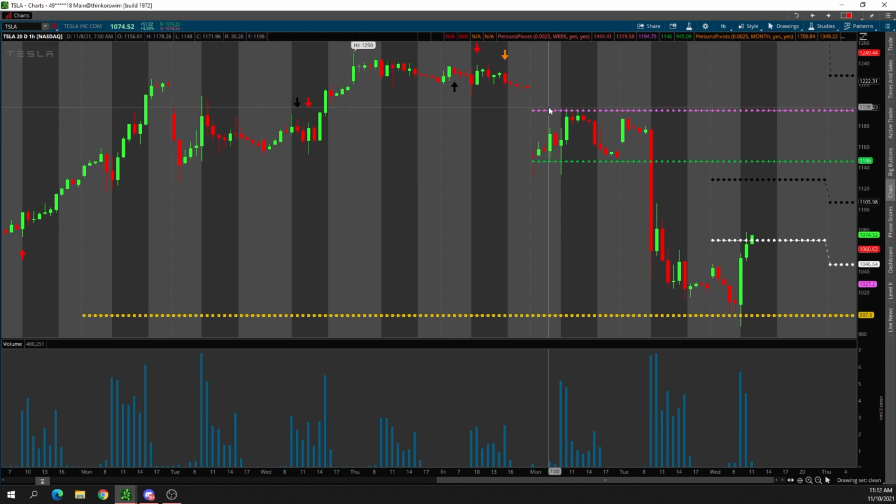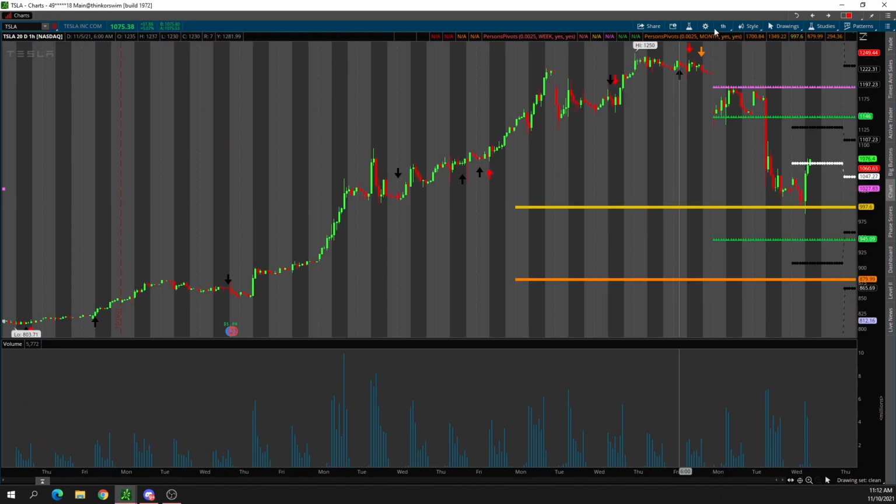My green and my purple are my weekly. So as we can see, at the beginning of the week it said Tesla would have support right here at this 1147 zone. What did it do? It treated it as support. And then this purple line right at this 1197 was going to be your weekly resistance. What did it do? Ended up resisting it. What happened yesterday when it broke below that weekly pivot? Well, as we can see, Tesla had a nice little drop to the downside.